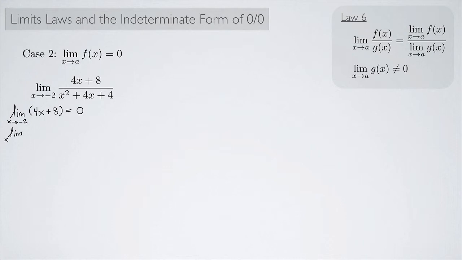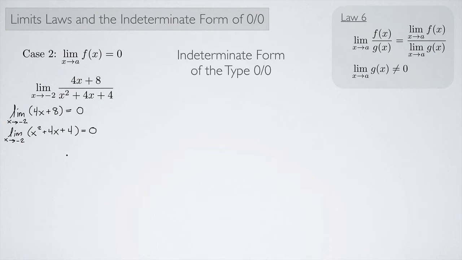And how about the bottom, as x approaches negative 2 of x squared plus 4x plus 4, and if we plug in negative 2 here, negative 2 squared is 4, plus 4 times negative 2 is negative 8, so we have a 4, we have another 4, and then we have a negative 8, that's 0. So this, once again, is an indeterminate form of the type 0 over 0. Now, when you have a situation like this, you should always see if there's some way to get an answer. So let's try factoring again.